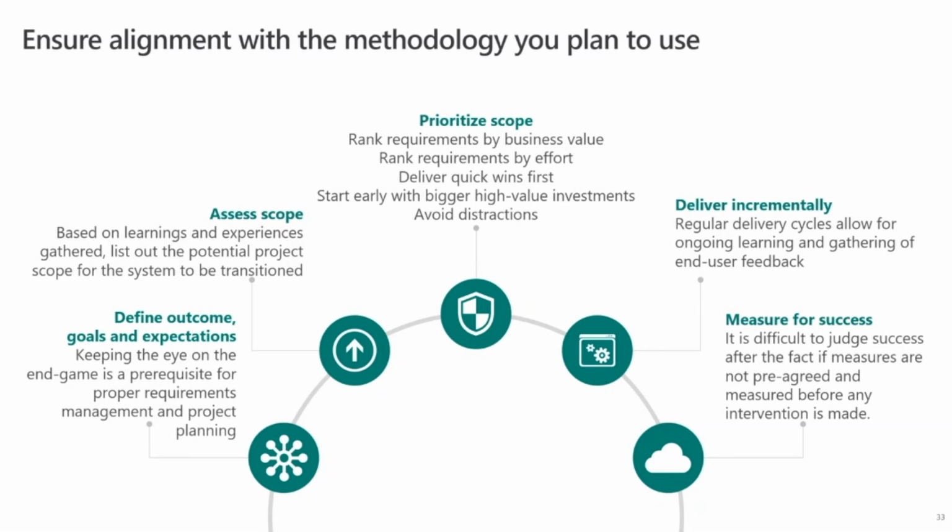Whenever you can, deliver incrementally. Regular delivery cycles allow for ongoing learning and gathering of end-user feedback, and measure for success. It's very difficult to judge success after the fact if measures are not pre-agreed and measured before any intervention is made. So that's why it's very important that early on in your project, you define your measures and you track them to see how the unified interface is not a technical project. It's really a business value driven project.